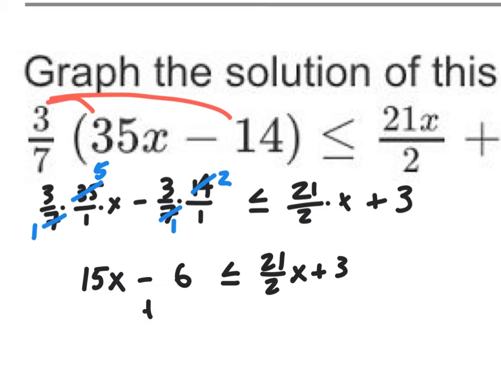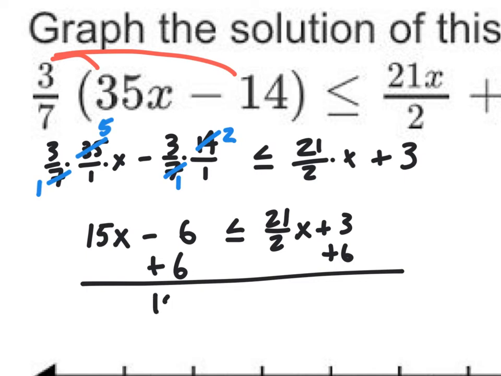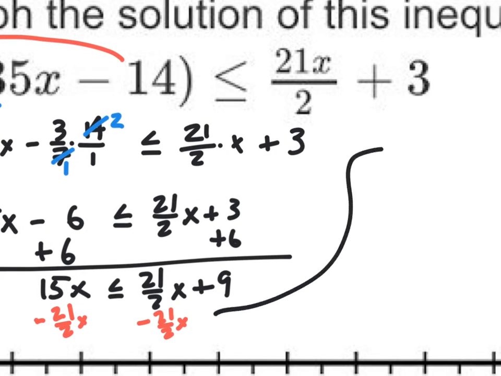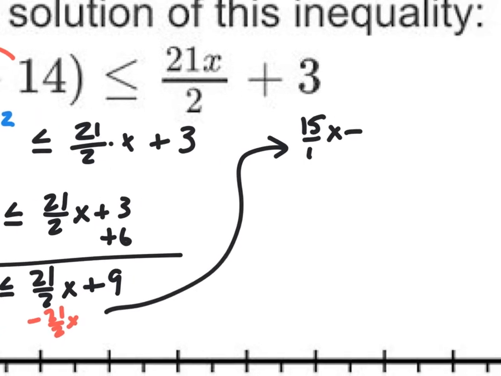Now I'm going to go ahead and add the 6 to both sides, and so we end up getting 15x is less than or equal to 21/2 x, and then plus 9. Okay. Now what I want to do is move all my x's to the other side. All right. So I'm going to subtract 21/2 x from both sides. So we're going to get 15 over 1 x minus 21/2 x, and this is going to be less than or equal to 9.